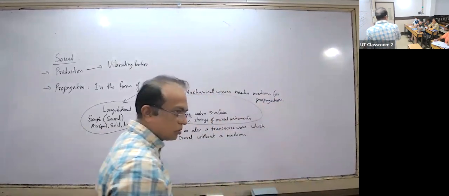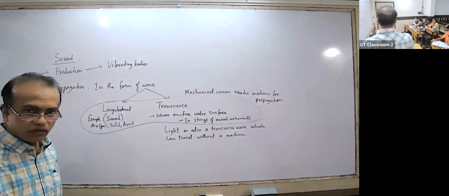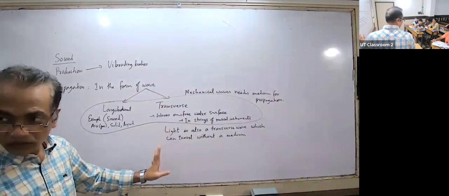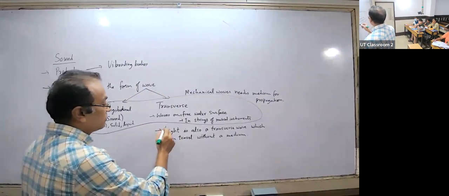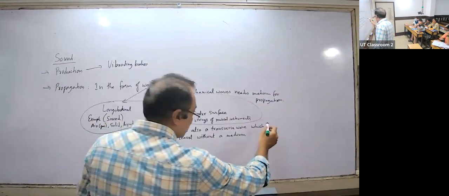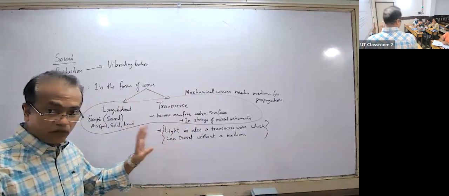So both longitudinal and transverse are mechanical waves, where a medium is needed. Okay, whereas light is a transverse wave which can travel with or without a medium. It can travel in vacuum also.